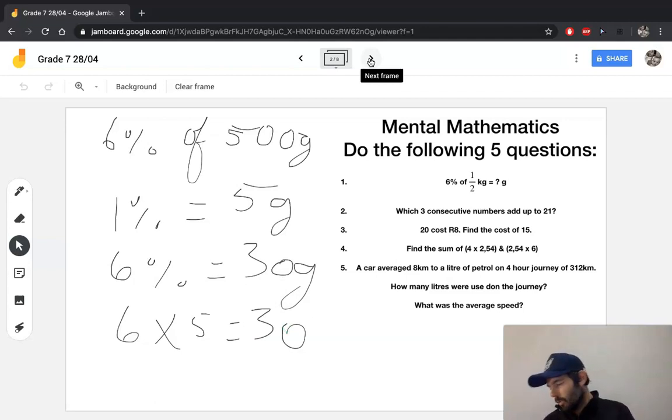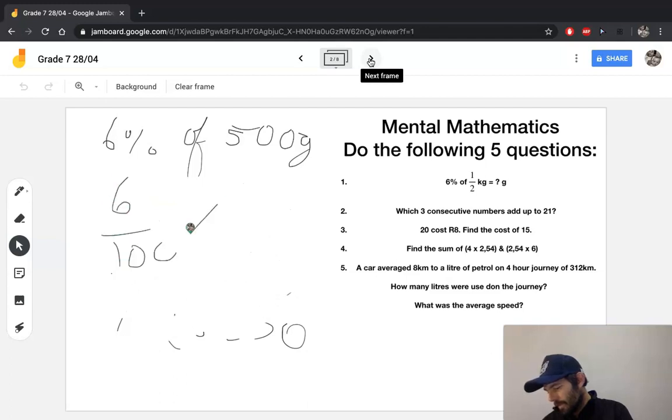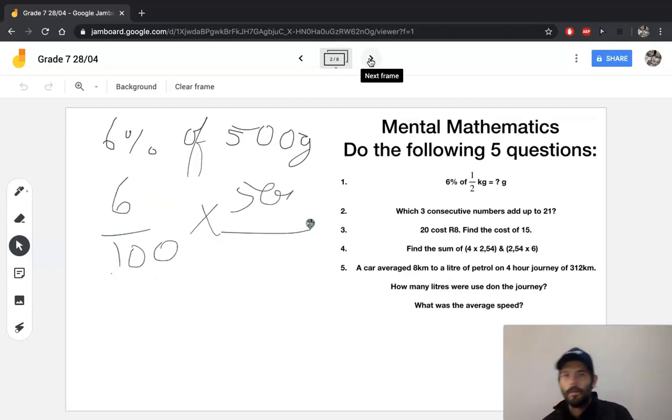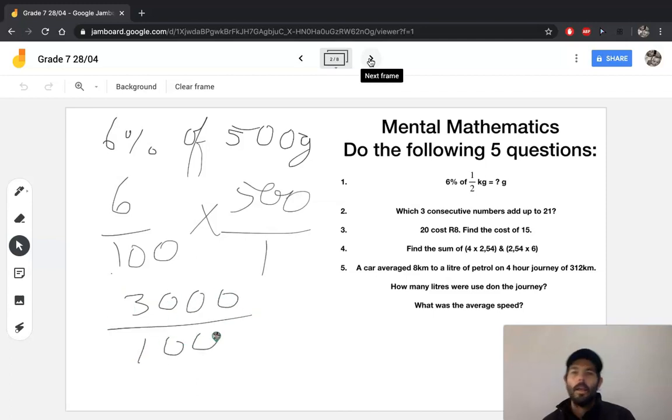You could have also worked out 6 over 100 times 500 over 1. So we'll have a look at that. 6 over 100 times 500 over 1. Okay, and we could have gone 6 times 500 is 3,000. And 100 times 1 is 100. And 3,000 divided by 100 is equal to 30. Okay, so you get to the same answer, but those are your two options.